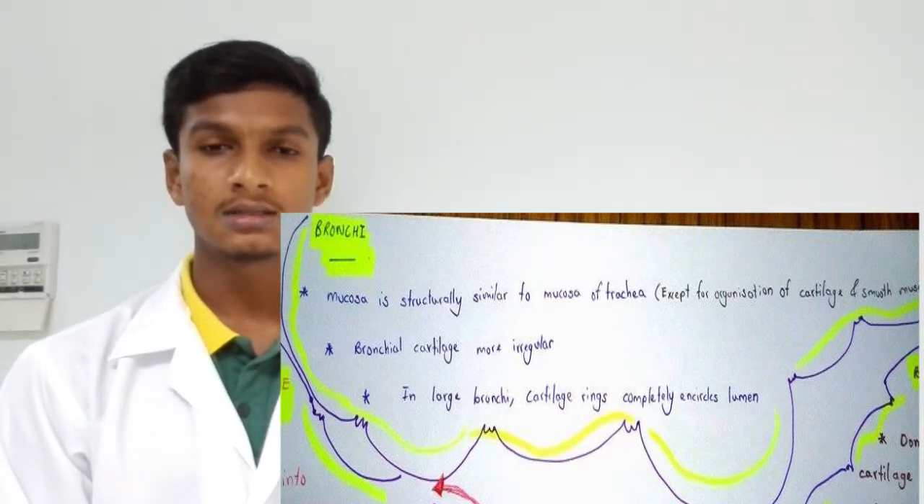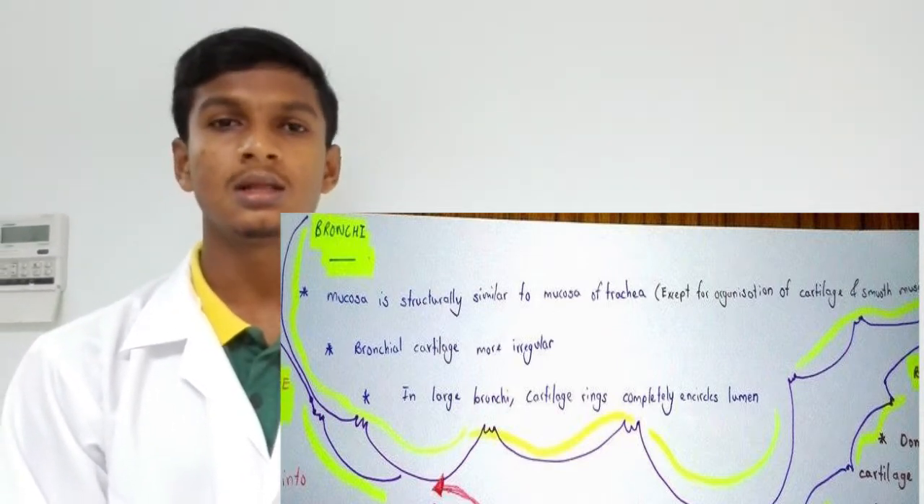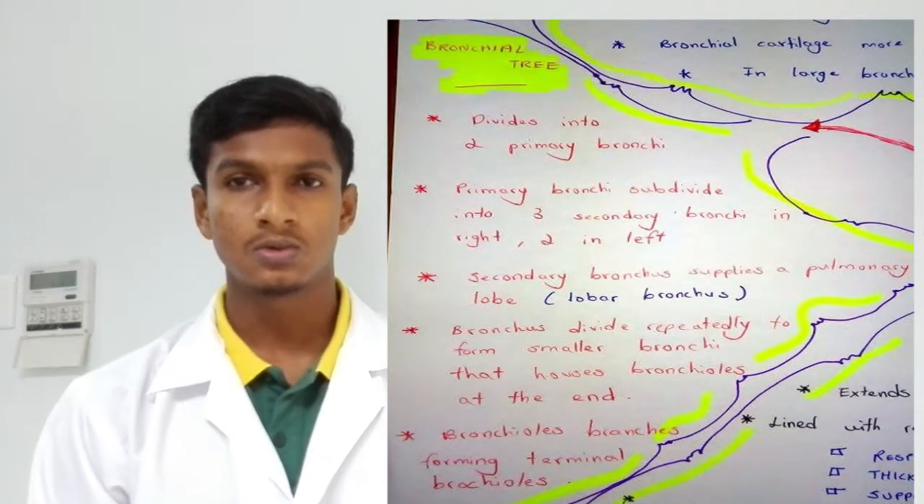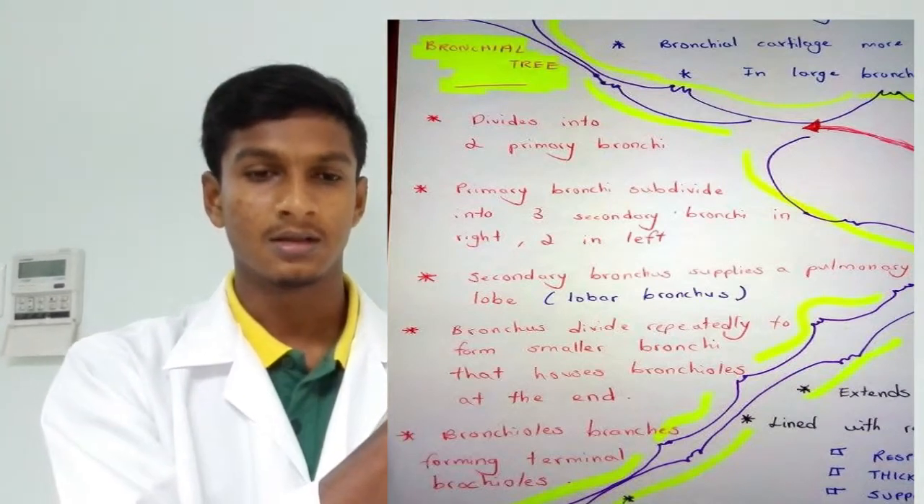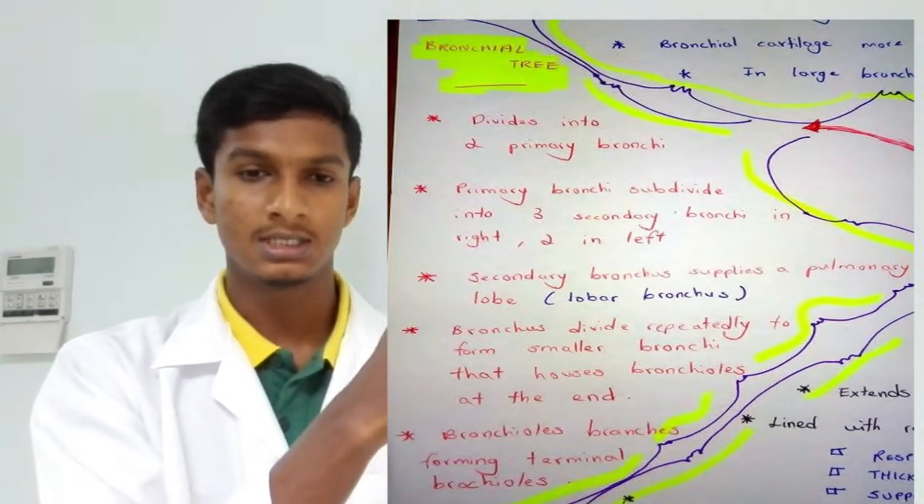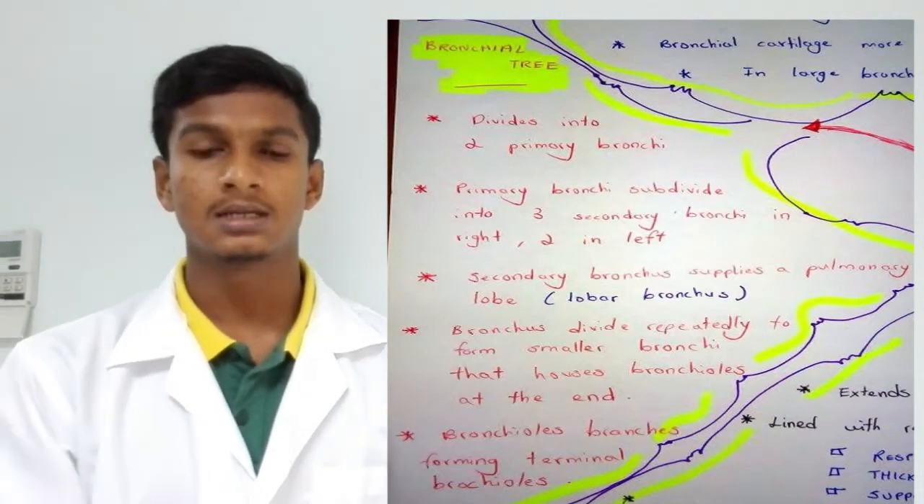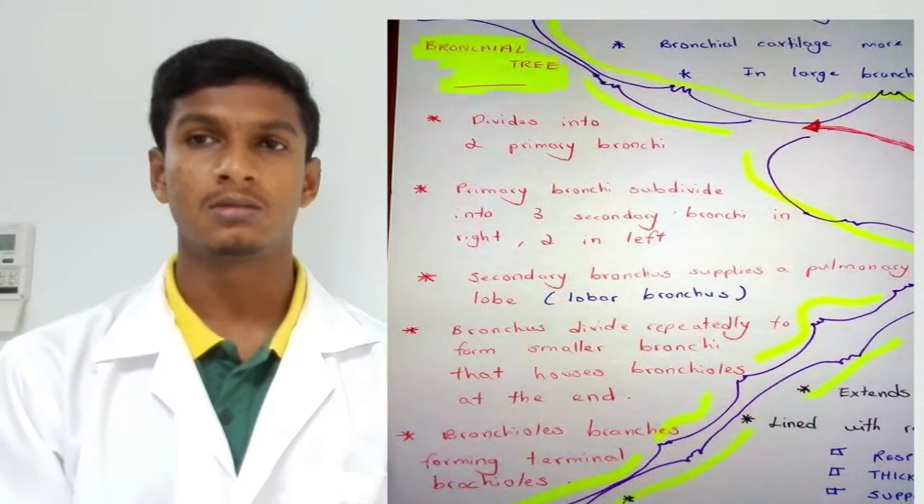While for the bronchial cartilage, they are more irregular, and in the large bronchi, the cartilage rings are completely encircling the lumen. For the bronchial tree, they divide into two primary bronchi, and they subdivide more into three secondary bronchi in the right and two in the left. For the secondary bronchus, they supply a pulmonary lobe, which is called the lobar bronchus.